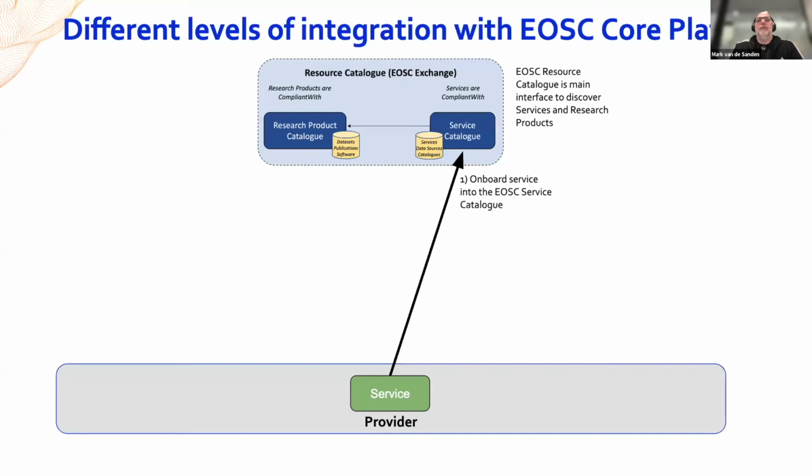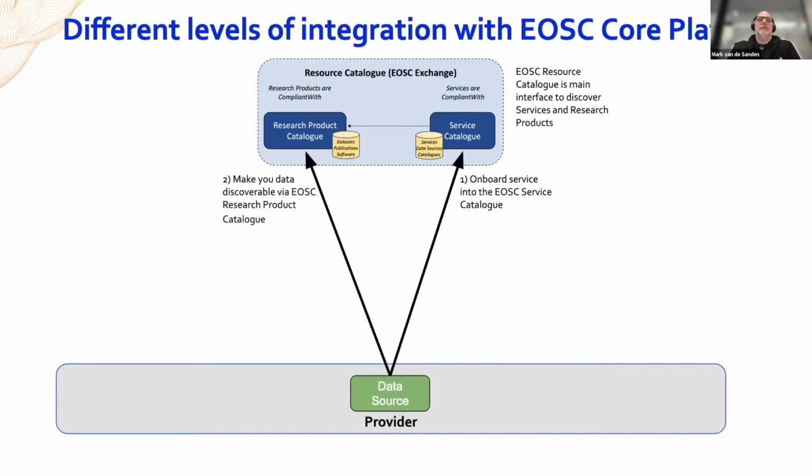If you look from a provider point of view, then the provider can make use of different levels within the EOSC Core platform. And this is an animated slide where I will explain a little bit of the options. If you are a service provider, you have a service, and you want to make that service available through EOSC, then what you can do is onboard the service into the EOSC catalog. This will make the service available and discoverable by users of EOSC so that you can serve a broader community.